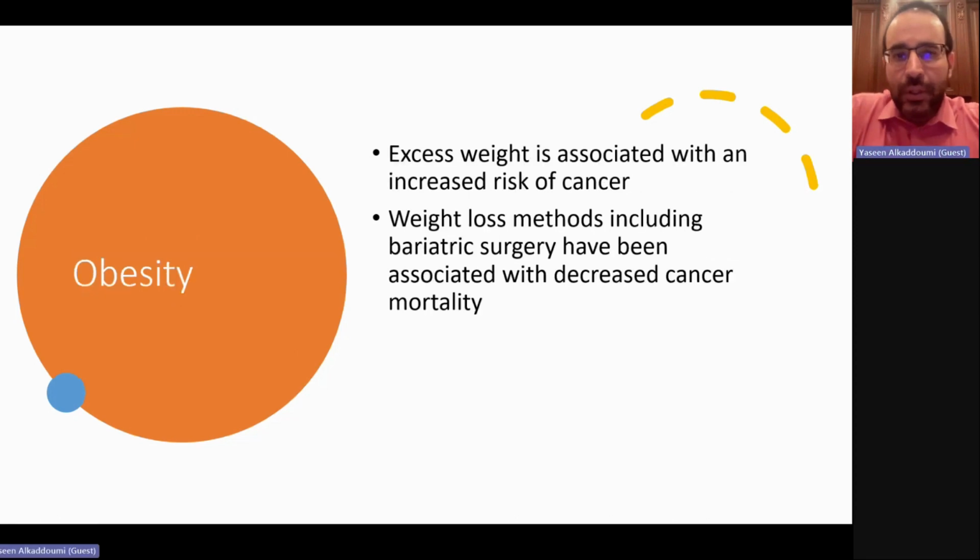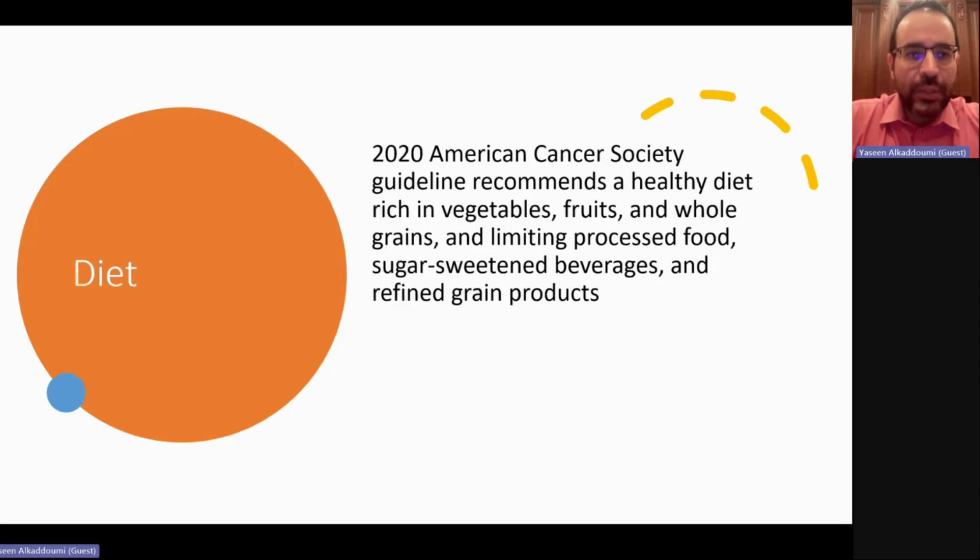Obesity and excess weight are associated with increased risk of cancer, and weight loss methods, including bariatric surgery, have been associated with decreased cancer risk. So we do recommend being active and trying to lose weight.